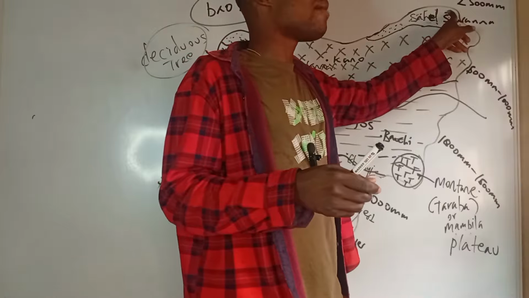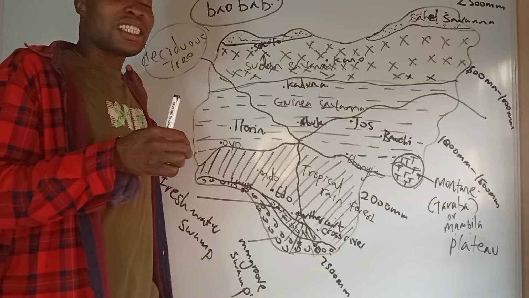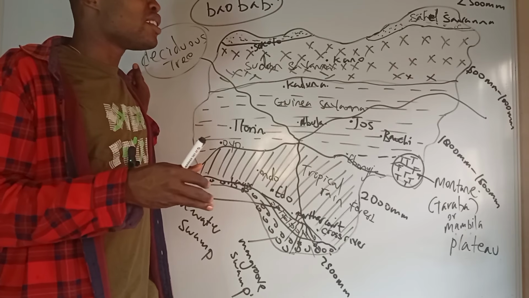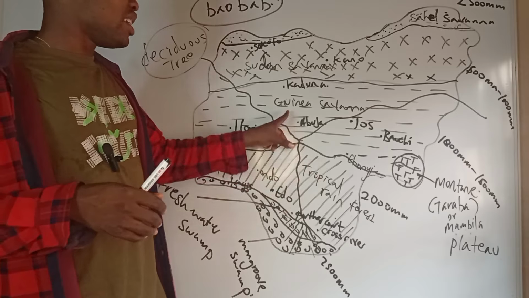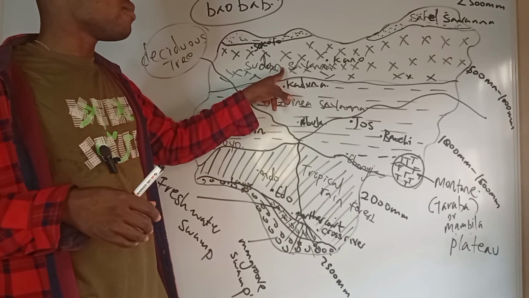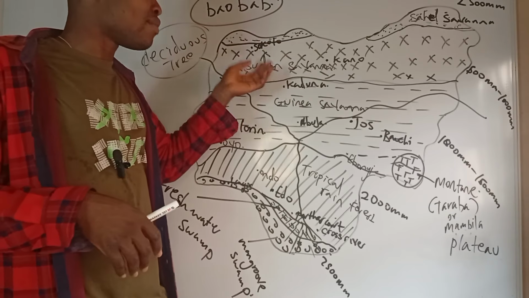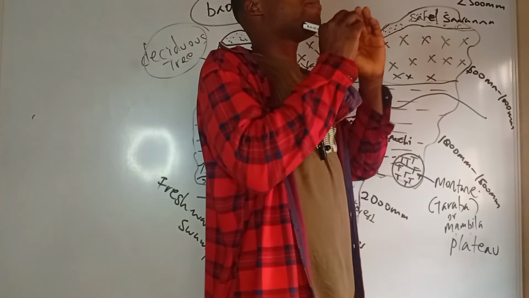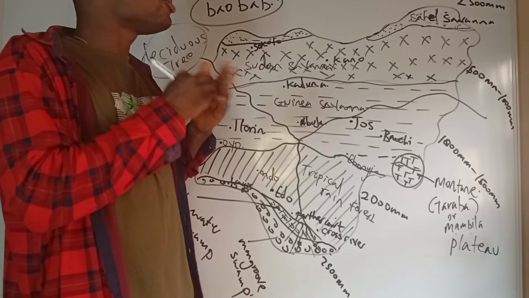There's a forest around Borno State called the Sambisa forest. In the Sambisa forest we have more plants that have spines instead of leaves. Unlike here in the Guinea Savanna, where the leaves might still be broad, here the leaves are becoming more deciduous. They can be shed during the dry season. But here we have plants with leaves reduced to spines. You have more thorn producing plants.